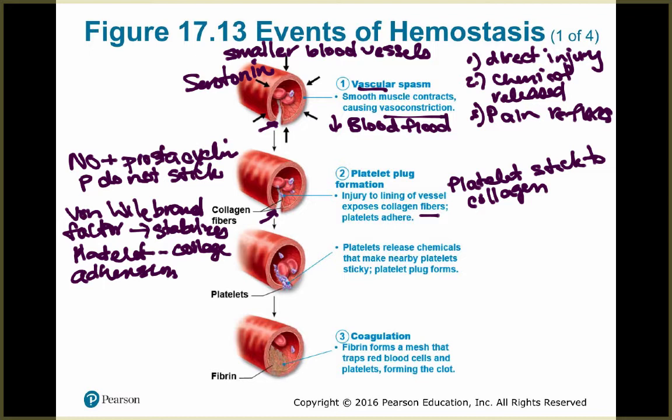And so if you can see here, you're going to get some platelets sticking on there. And so once they're activated, these platelets start to swell. Okay? And they start releasing chemical messengers. For instance, ADP is going to cause more platelets to stick and to release their contents.